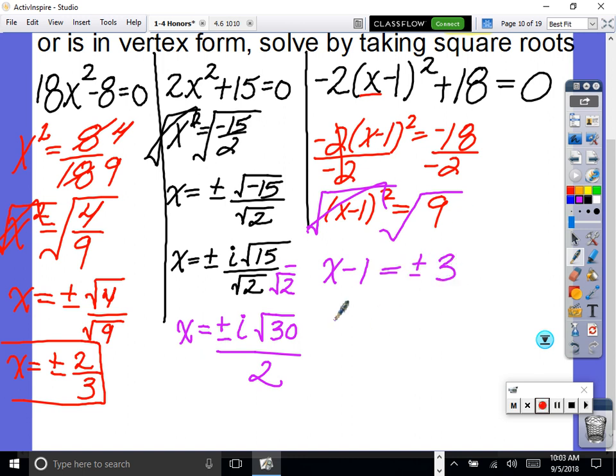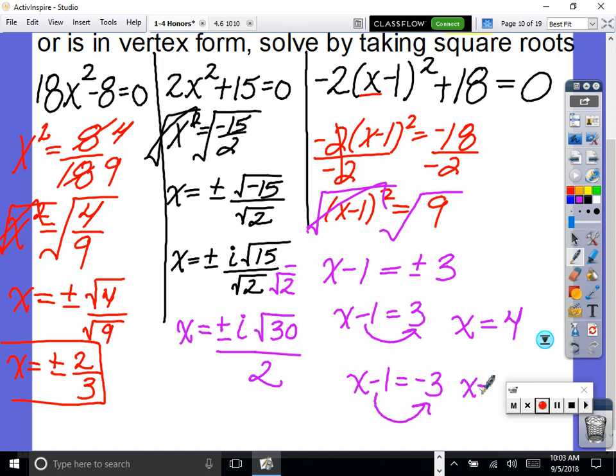So we have x minus 1 equals positive 3, x minus 1 equals negative 3. Therefore, x equals, add 1, 4, add 1, negative 2. Right? Sweet. Okay, practice some of that caliber.